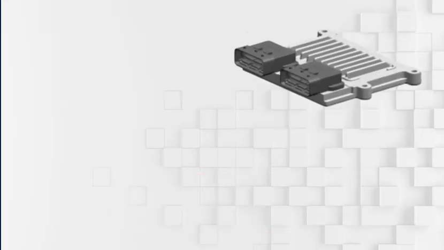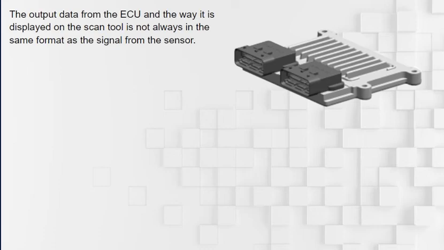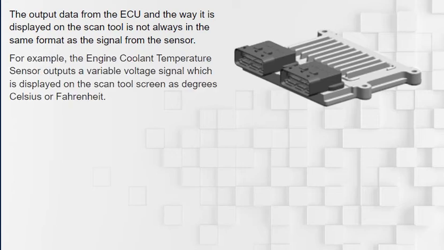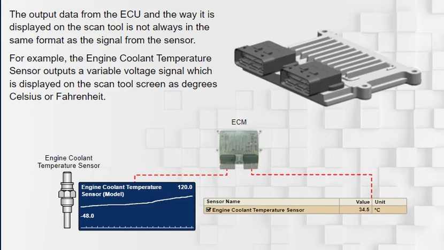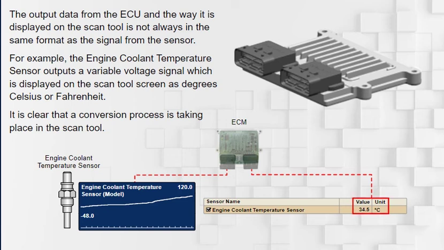In this course, in addition to demonstrating how computer-controlled circuits operate, we will also show you how the circuit data appears on the scan tool. As we discuss each type of sensor and output, note that the data from the ECU and the way it is displayed on the scan tool is not always the same format as the signal from the sensor. For example, the engine coolant temperature sensor outputs a variable voltage signal which is displayed on the scan tool screen as degrees Celsius or Fahrenheit. It's clear that a conversion process is taking place in the scan tool.